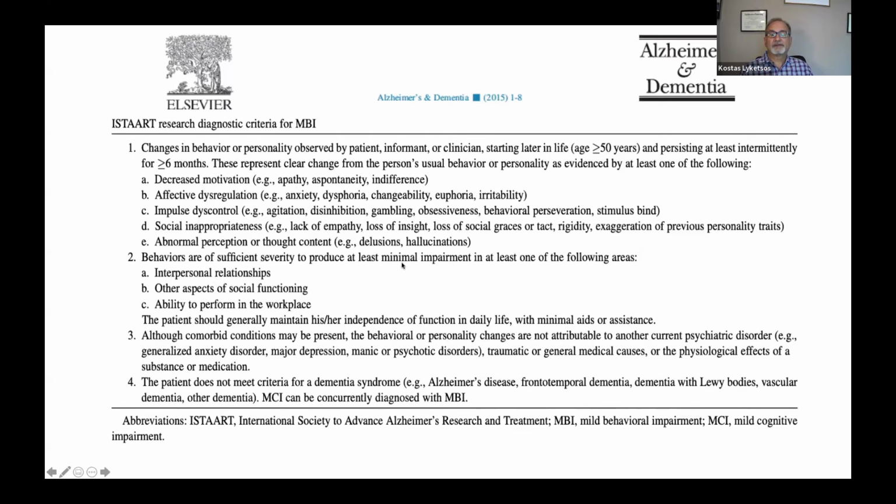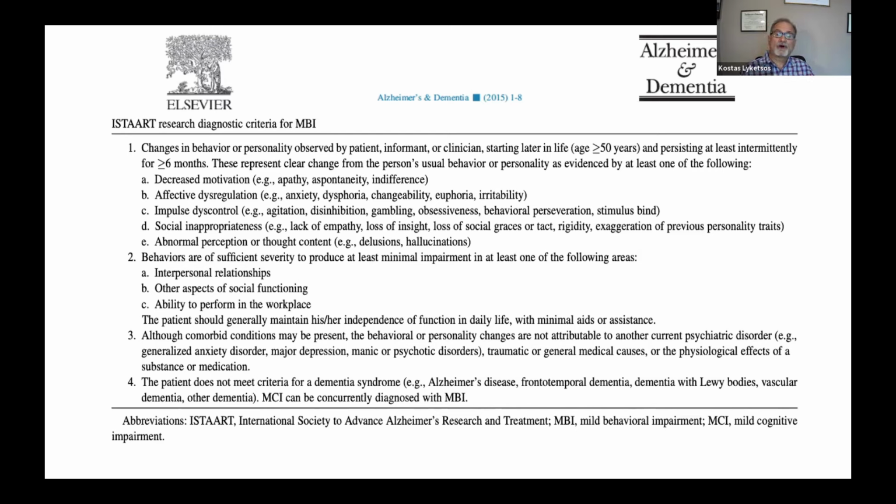They are severe enough to produce at least minimal impairment in things like interpersonal relationships, social functioning, ability to perform in the workplace. So we're not really looking for impact on ADLs or IADLs in a direct fashion. Well, perhaps more direct impact on how people relate to each other in their lives, for how they function in a social context. We expect that they maintain their independence. By definition, they don't have dementia.